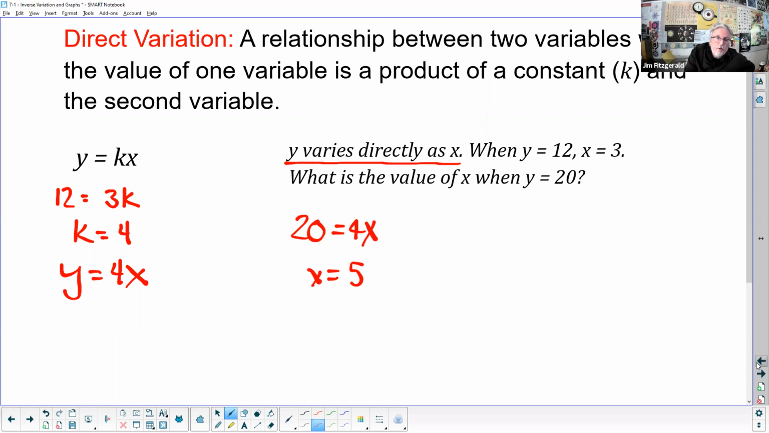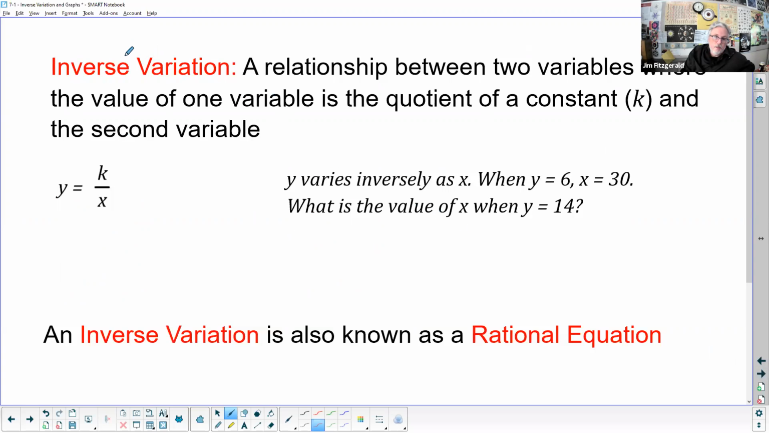Really, I was just talking about direct variation, and direct variation is just a linear equation. It's just a different way of talking about it. What we're really here to talk about today is inverse variation. So that's really what we're going to focus on today.